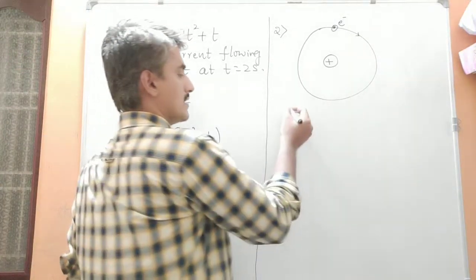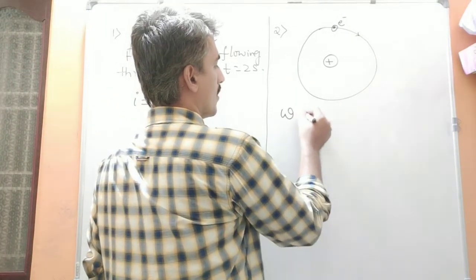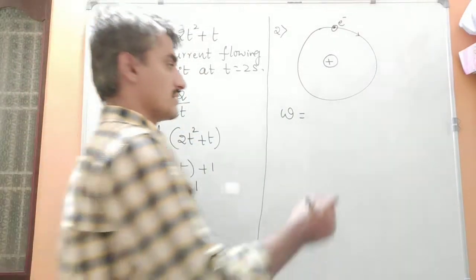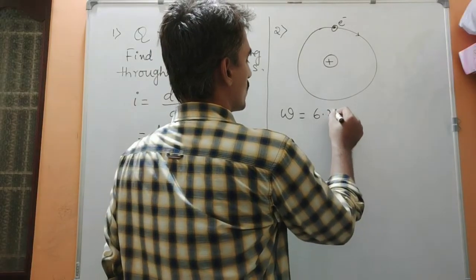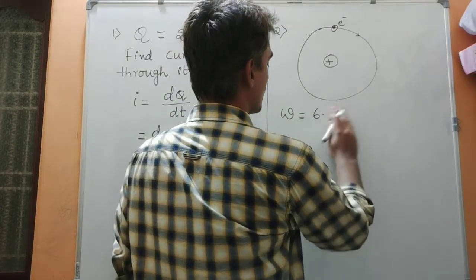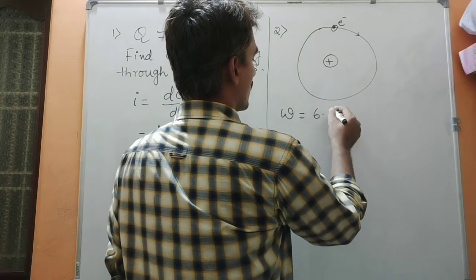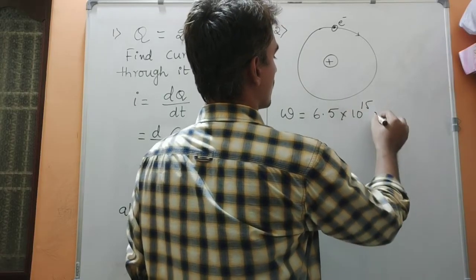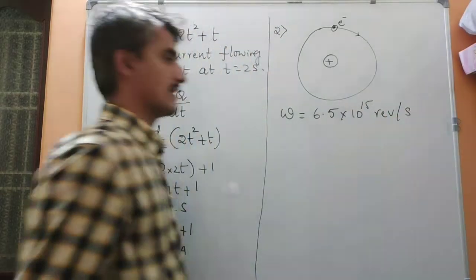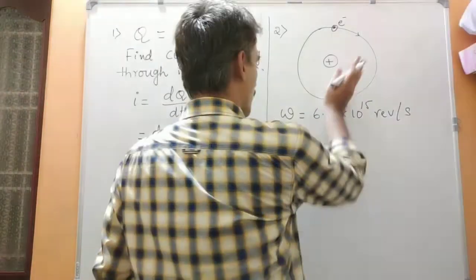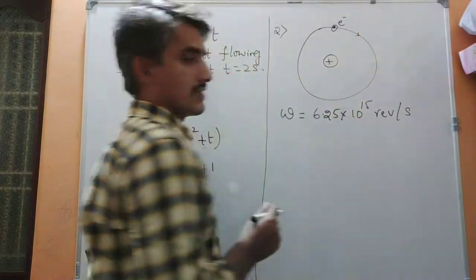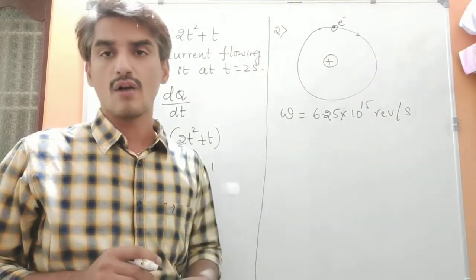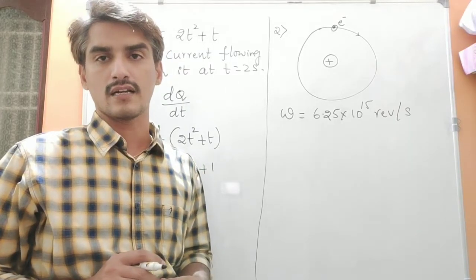Okay, and the angular frequency of revolution of the electron is given as 6.25 into 10 to the power of 15 revolutions per second. This is the angular frequency given of an electron which is revolving around the nucleus in a circular orbit.